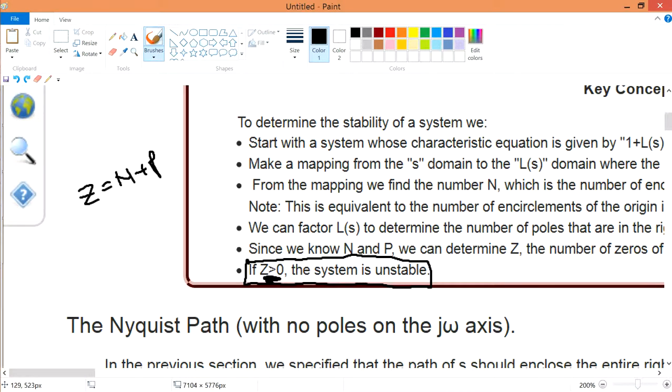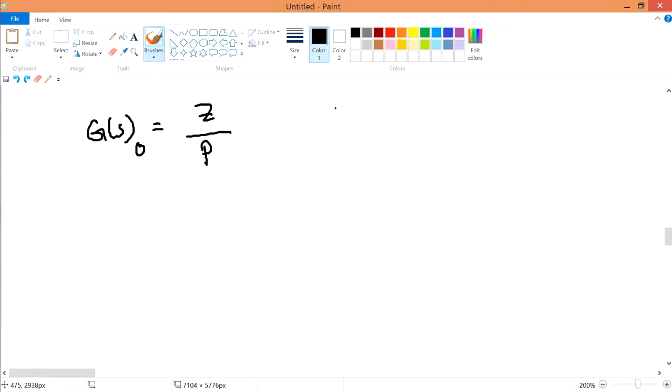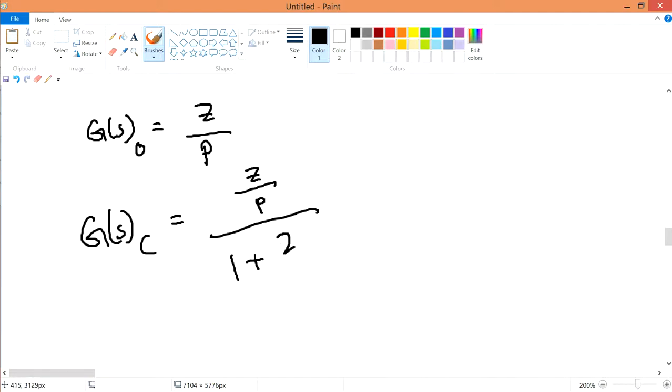Because we can straight away know the zeros. Or in other words, let me show you an example. In order to show you the example, we'll show you in terms of equations. You remember the open loop transfer function is equal to the number of zeros divided by the number of poles, correct? For the closed loop system, it's just Z over P, the forward loop, divided by 1 plus Z over P, correct?